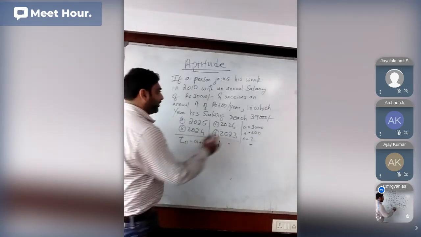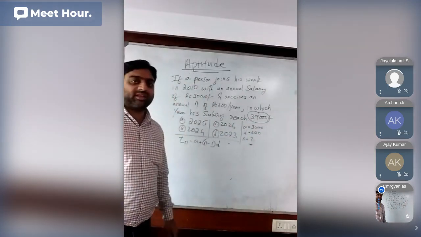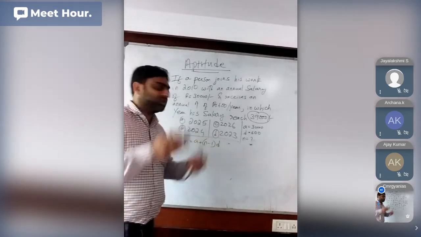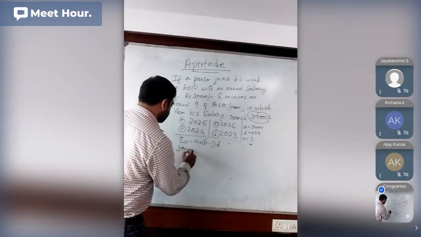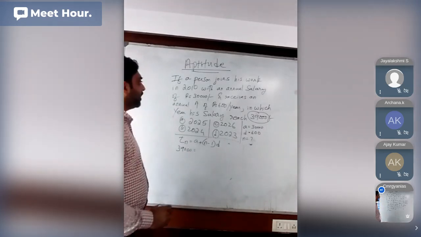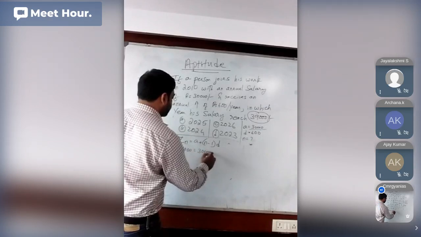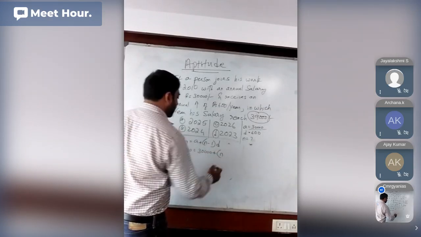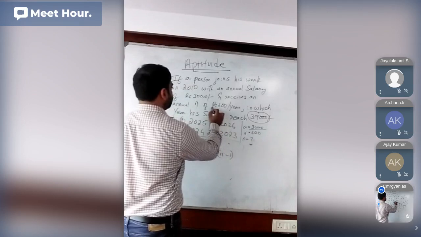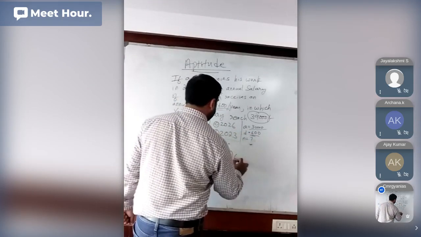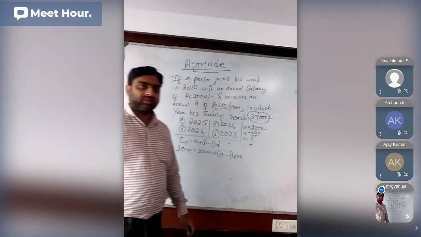What is T of n? T of n is equal to 39,000. Already they are telling you that is the last term, the year when salary is 39,000. What is A? He is starting at 30,000. So 39,000 equals 30,000 plus n minus 1 into D, the difference, 600. So this is the equation.